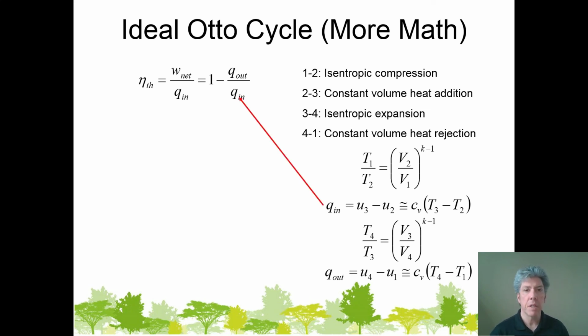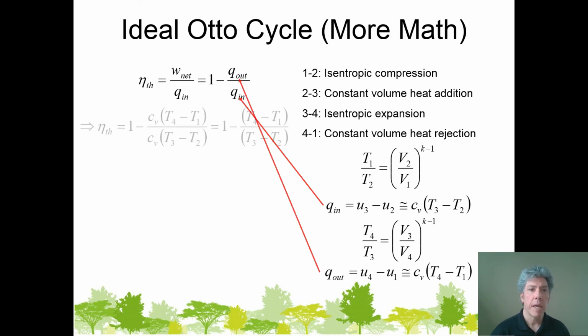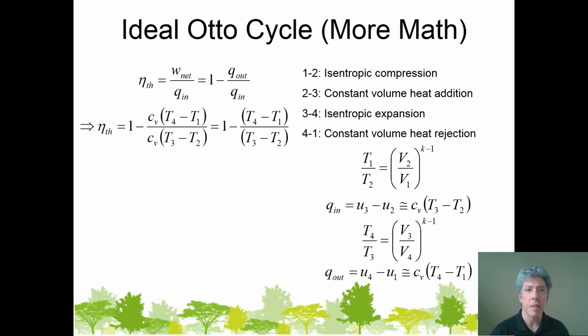So we can replace Q in by our energy balance, Cv delta T. We can replace Q out by the other energy balance. And if you look at it, well, that just means that the heat capacities, Cv, cancel. Okay, that's fine. And it's not real obvious.